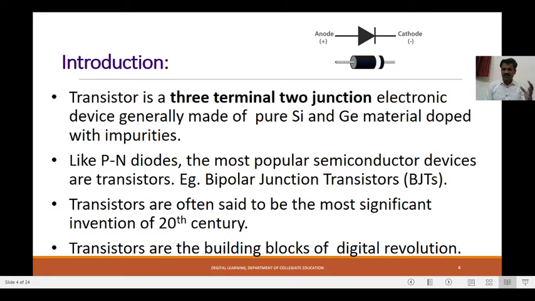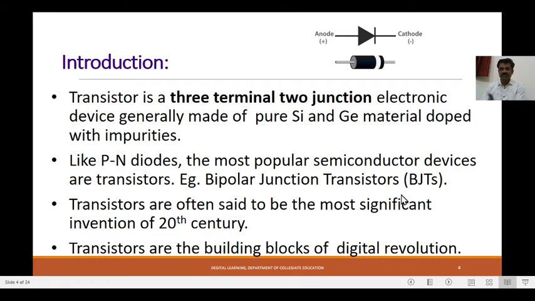As I said, like PN diodes, transistors are among the most popular semiconductor devices. It is a three-terminal, two-junction electronic device used for a particular purpose. An example is the bipolar junction transistor, BJT, as it is generally referred. There are different types of devices like bipolar junction transistors and field effect transistors, FET.